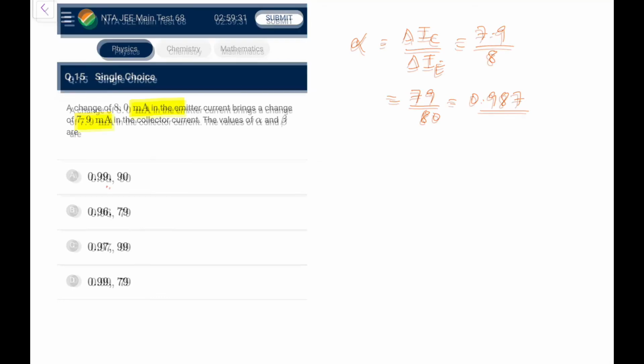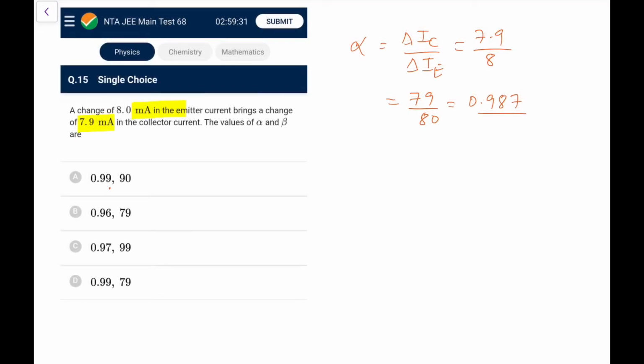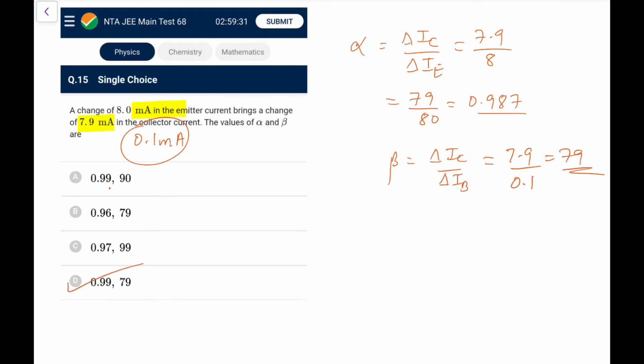So we have these two options. Now beta, if we write, we know beta is equal to delta IC by delta IB. So IC changes 7.9, and from the data I can see the change in base current would be 0.1, so it is going to be 79 here. So I'll go for option D, that is the most appropriate one here.